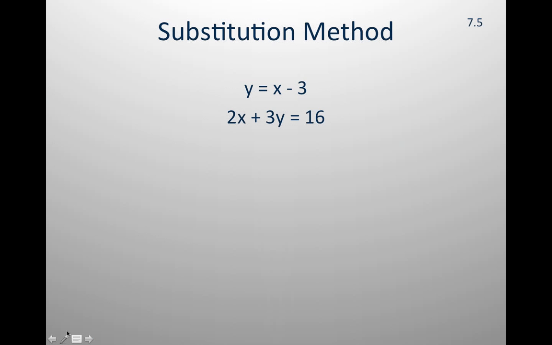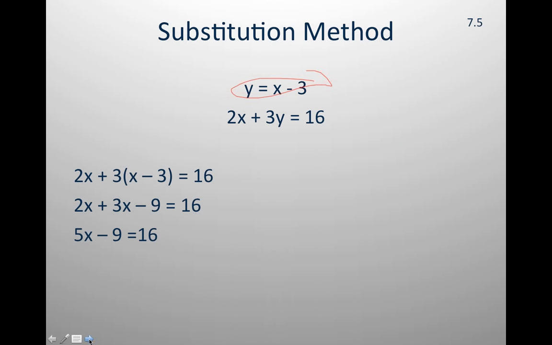Okay, so here's another problem. Once again, the top one is written in slope-intercept form. Okay, we can see that. So we just plug in the x minus 3 for y. And then we'll distribute. Combine the x's together, gives us 5x. Then from there, we can go ahead and add 9 to both sides. Okay, and then we can divide 5 from both sides.